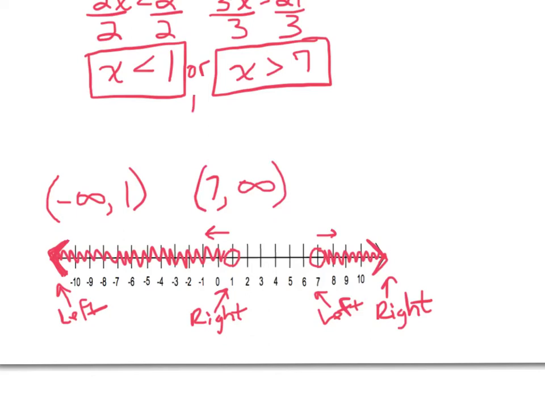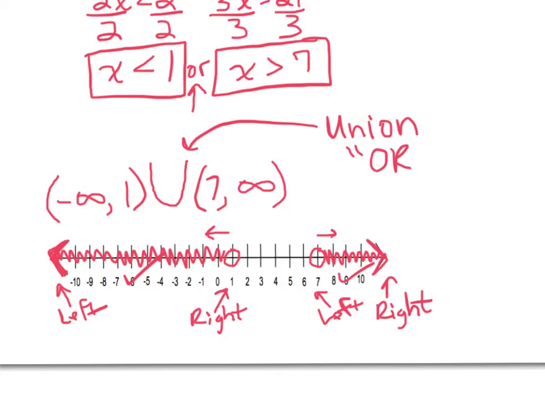This or symbol makes us realize that our solution is either going to be in this interval here or that interval there. Anytime I have more than one interval in my solution, I use this symbol right here. And this symbol is called our union symbol. It just represents the word or. Okay? All right? And so that's how we solve an or inequality. Now what I want to do is get to solving an and inequality and show you how it looks.